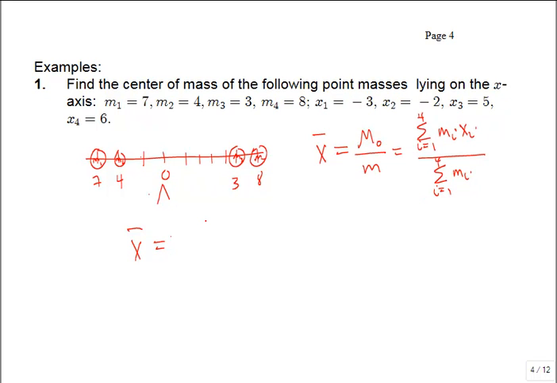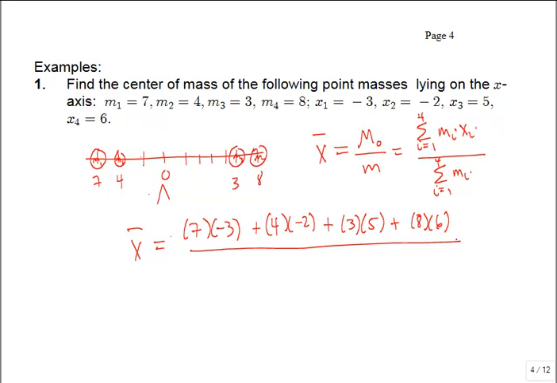Let's just take our first mass times its first position. So the mass is 7, and its position is -3, away from the origin. So that's mass 1. Mass 2 has a mass of 4, and its position is -2, away from the origin. Mass 3 has a mass of 3, and its position is 5 units away from the origin. And mass 4 has a mass of 8, and it's 6 units away from the origin. Those are your masses times your positions.